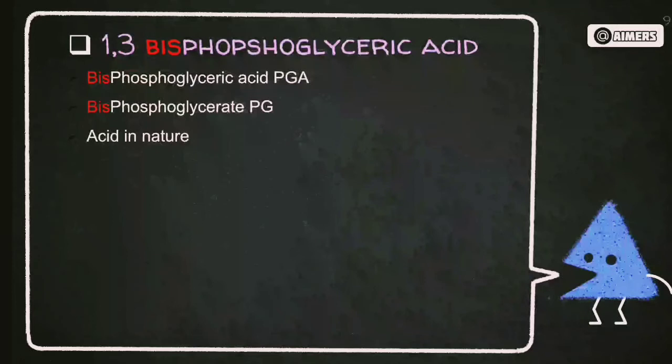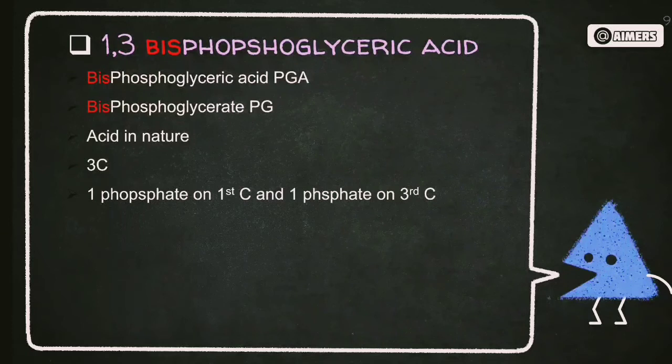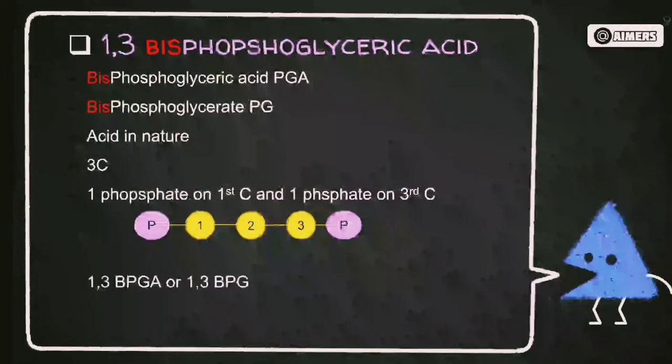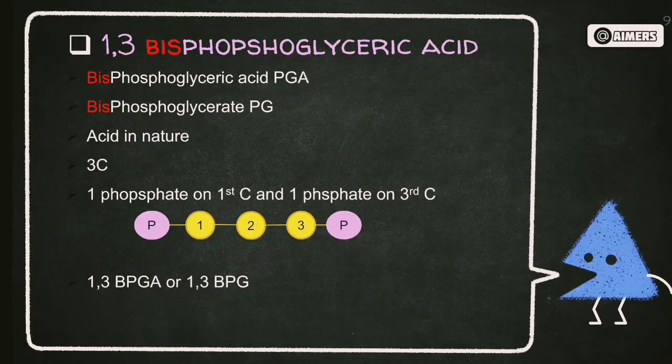The third point is that it is also acid in nature. The next point is it also contains 3 carbon like phosphoglyceric acid, and it contains 1 phosphate on the first carbon and 1 phosphate on the third carbon. Like you can see the diagram over here, this portion is exactly phosphoglyceric acid. Only what happens over here is that the phosphate is attached to carbon number 1 also, so it becomes 1,3-bisphosphoglyceric acid or 1,3-bisphosphoglycerate. Okay, you write it this way.